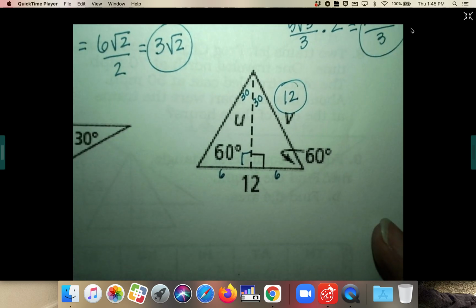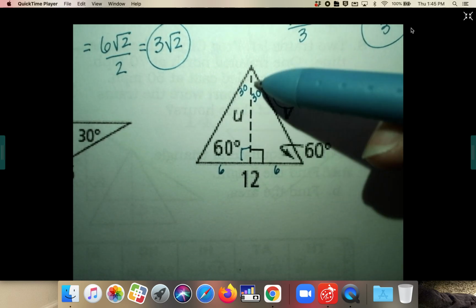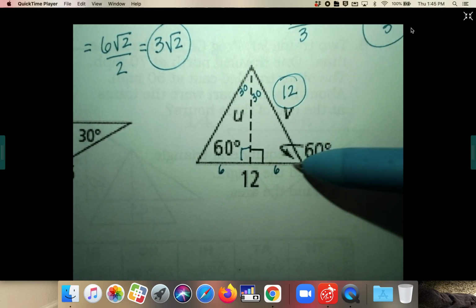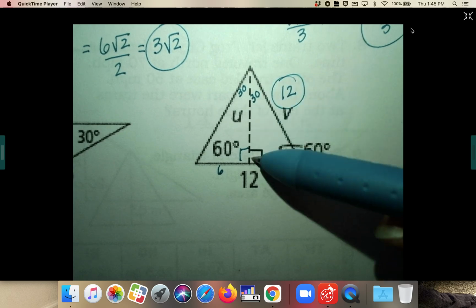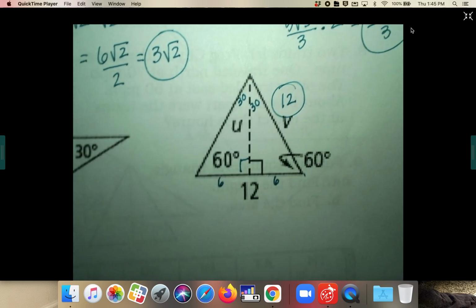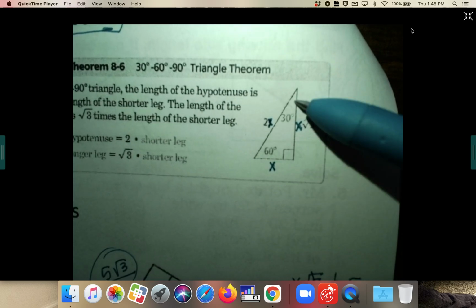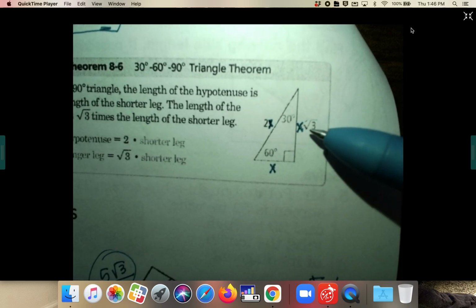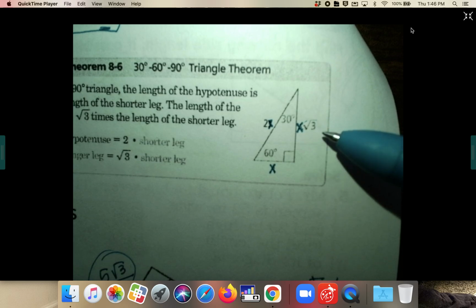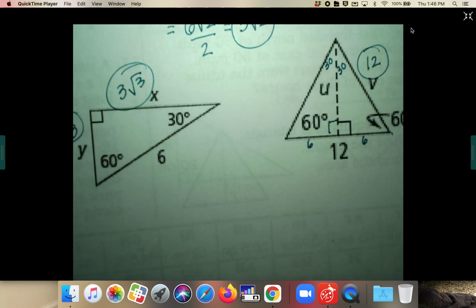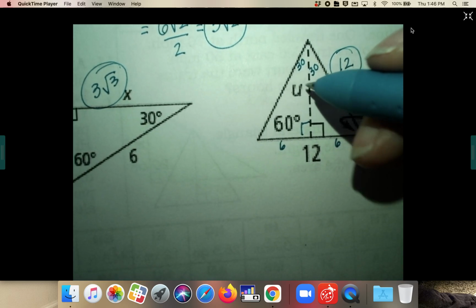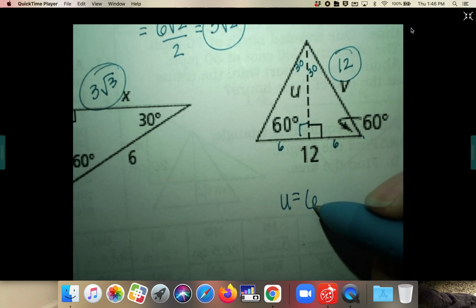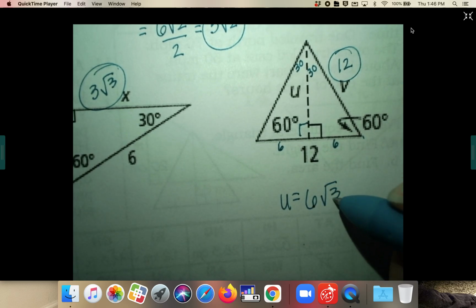And then I don't think it asked, oh yeah, it did. U is right here, so it wants to know this one too. So we have 6, 12, and then we need the long leg. So the long leg is going to be 6 times the square root of 3 because x was 6. So this, I'm just going to put u down here. 6 times the square root of 3.